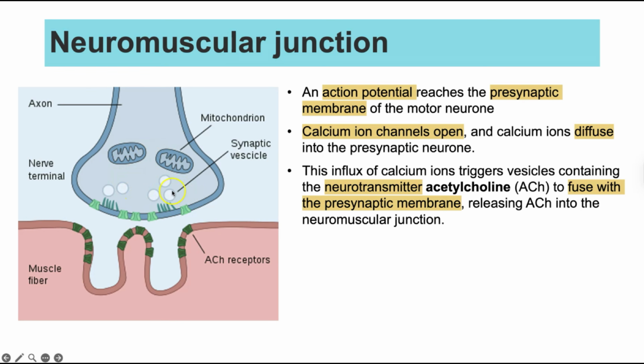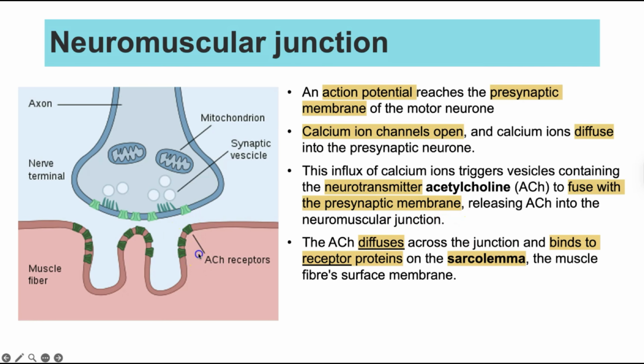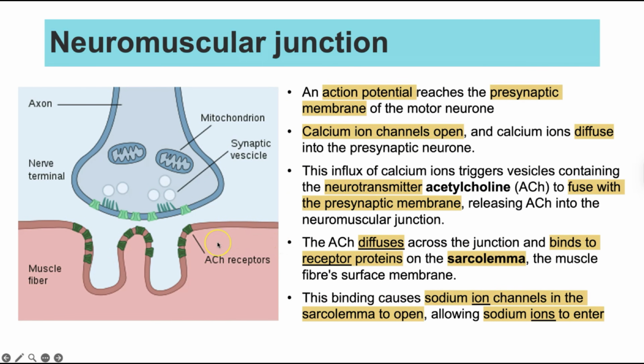That causes the vesicles that contain the neurotransmitter to move towards and fuse with the presynaptic membrane, releasing the neurotransmitter, which is acetylcholine, that diffuses across this gap, and then it will bind to receptors on the postsynaptic membrane. But the postsynaptic membrane here is the sarcolemma, which is a membrane of the muscle fibers. The binding causes sodium ion channels to open in that sarcolemma and sodium ions diffuse in.